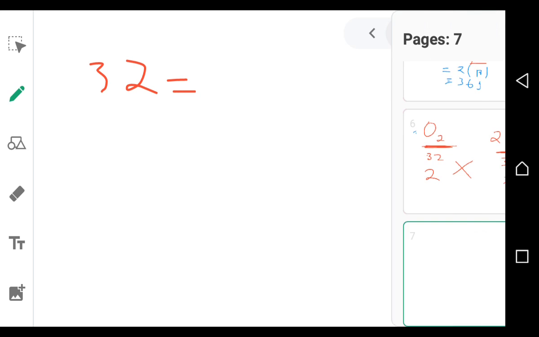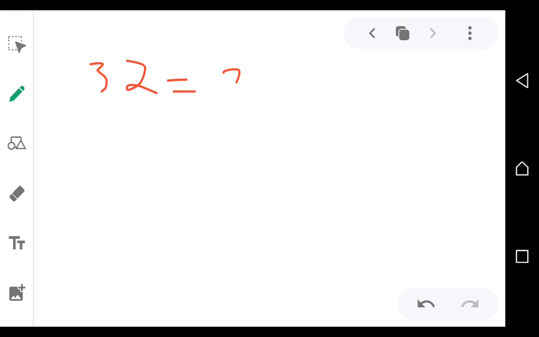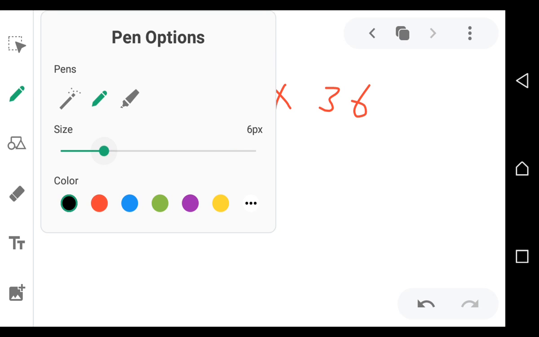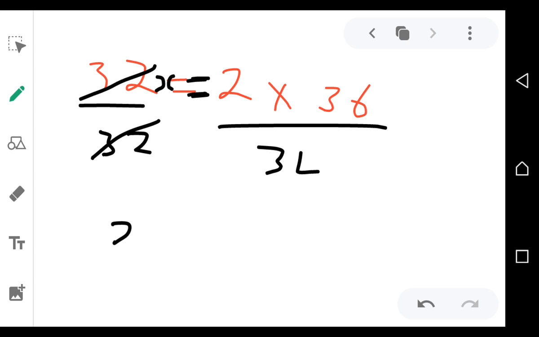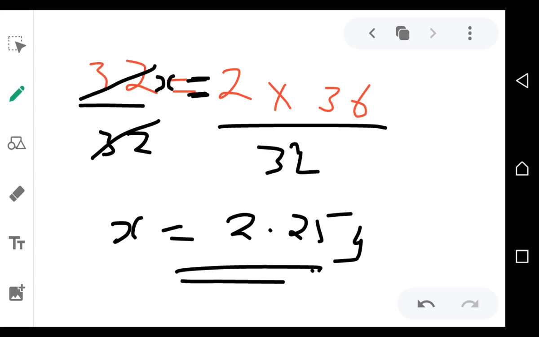32 times X, it is 32X is equal to 2 times 36. That's when you divide by 32. And then x is equal to 2 times 36 divided by 32, which should give you 2.25 grams. Of course, you have a calculator, you're going to try it on your own. That's how you find the mass of water. Have you seen what we did? We balanced the equation, we found the molecular masses, and then we equated them.